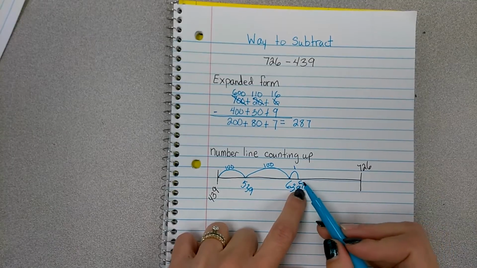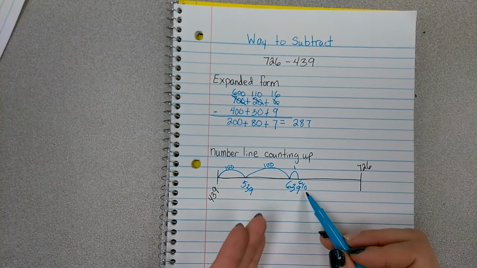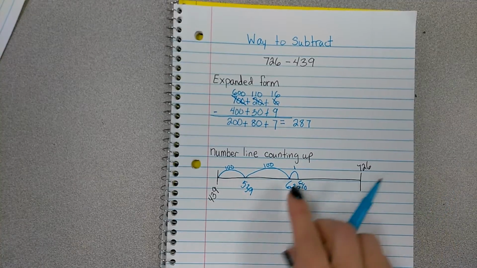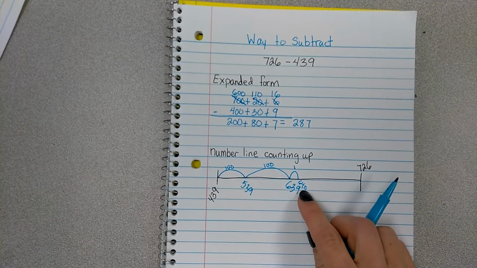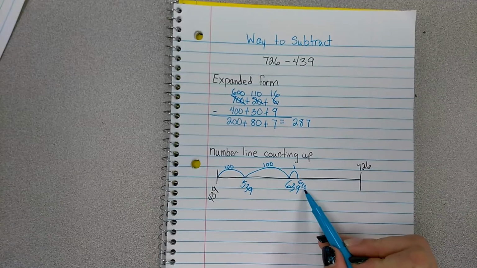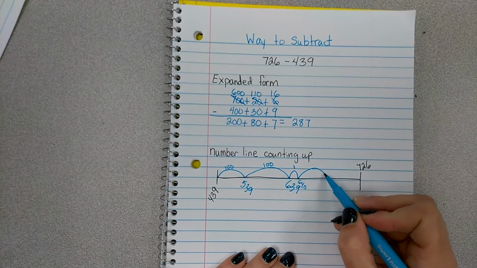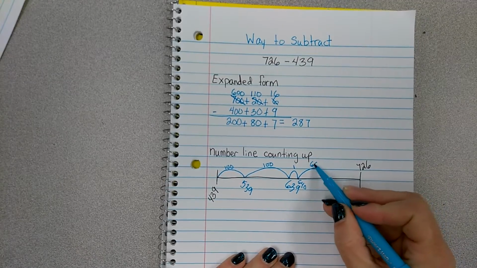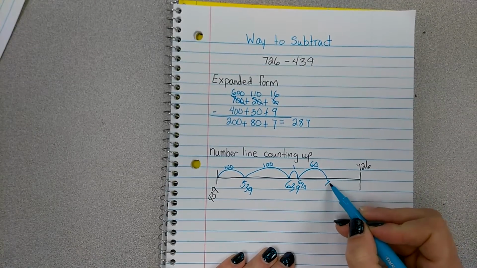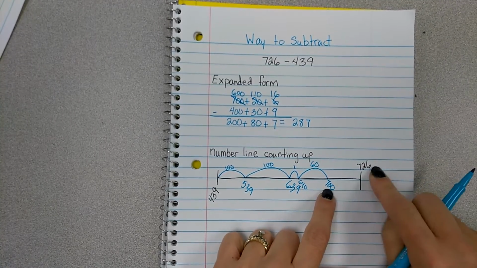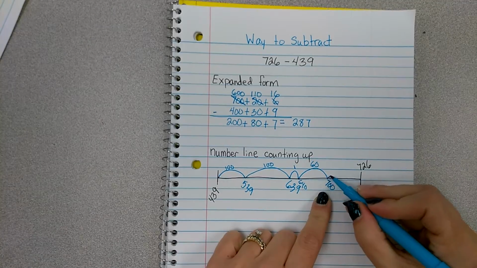Now, you get to choose how you jump as long as you stop at 726. But I want to get to 700. And I know 40 plus 60 is another 100. So I'm going to skip count 60 forward, because that will give me 700. And now, how much more do I have to go from 700 to 726? That's 26.